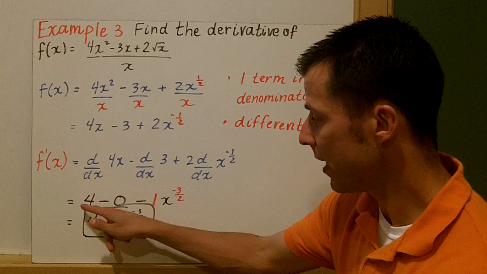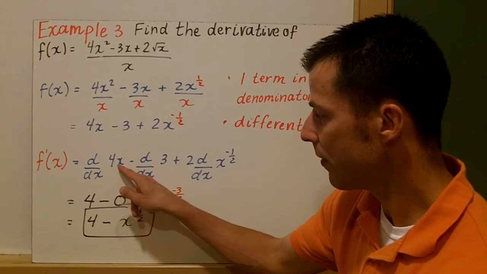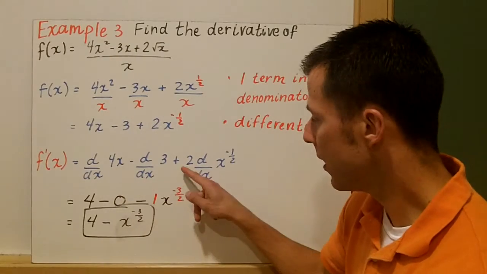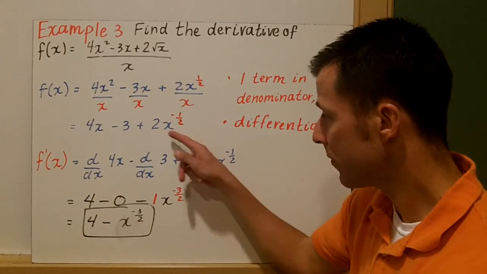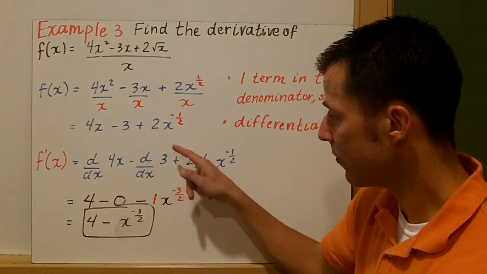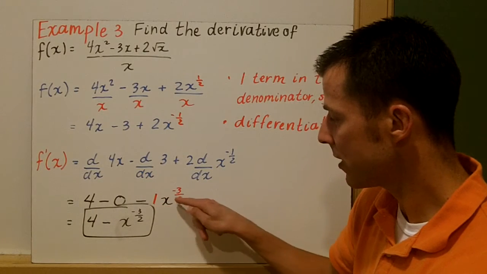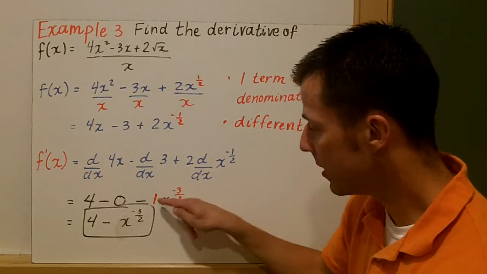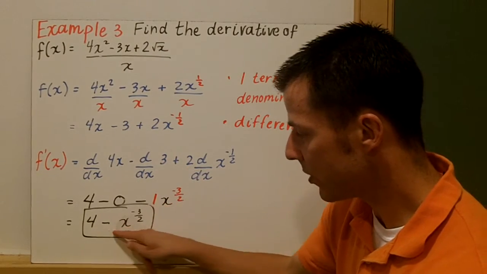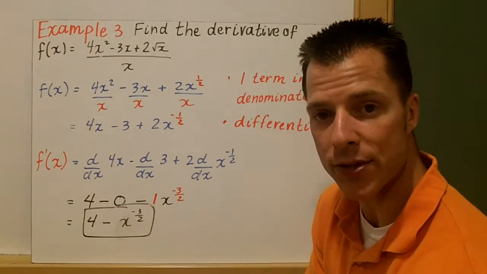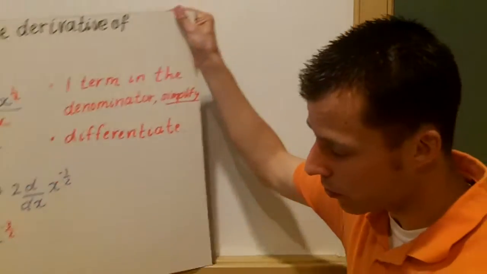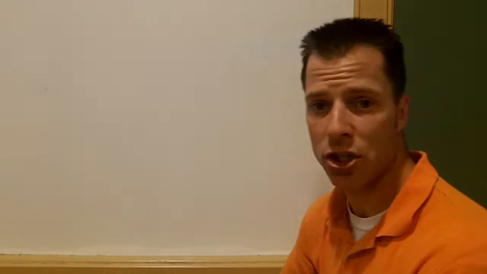So when I simplify these three pieces, the derivative of 4x is 4. The derivative of a constant is 0. And the derivative of 2x to the negative 1/2 becomes negative 1x to the negative 3/2, because negative a half times 2 is negative 1. So then I just simplify. I just have to take out the 0 term. Okay, so that is the power rule when we talk about differentiation.